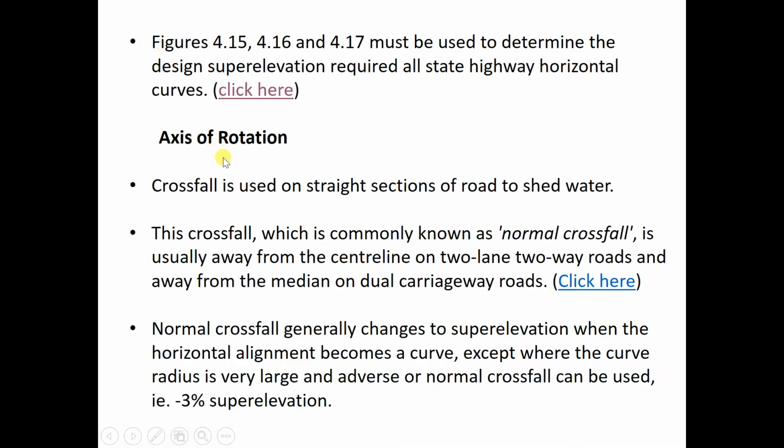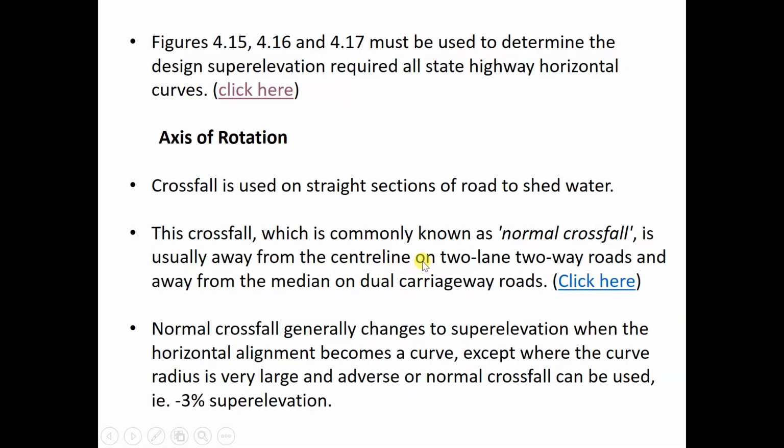So the axis of rotation. The crossfall is used on straight sections of the road to shed water. We need to have crossfall so the water can run to either side of the road, from the center line to the edge, and then from the edge across the shoulder and to a table drain. Sometimes for urban roads, along the edge there will be catch pits. The catch pit will catch the water and then send it to the stormwater pipe.